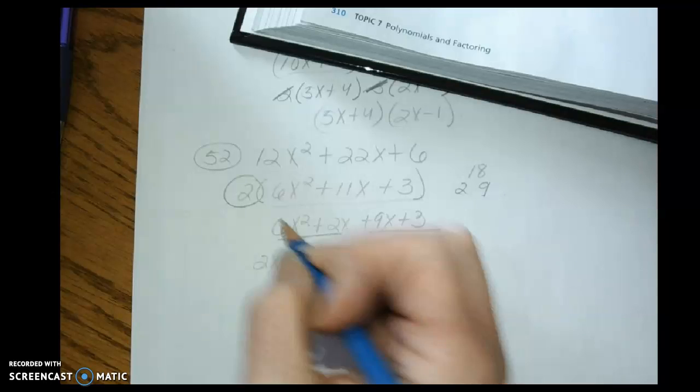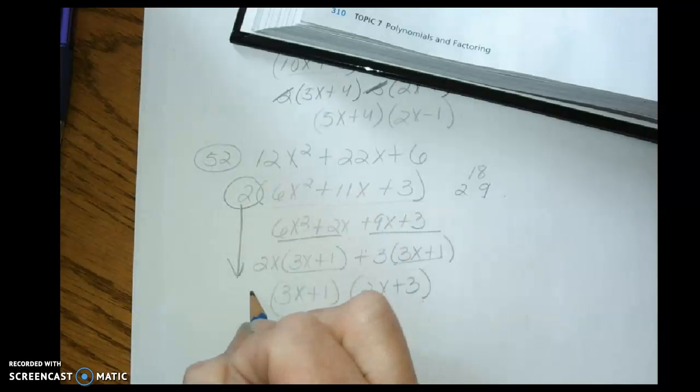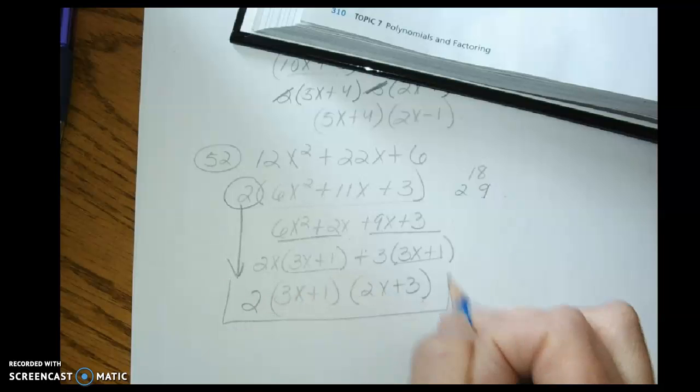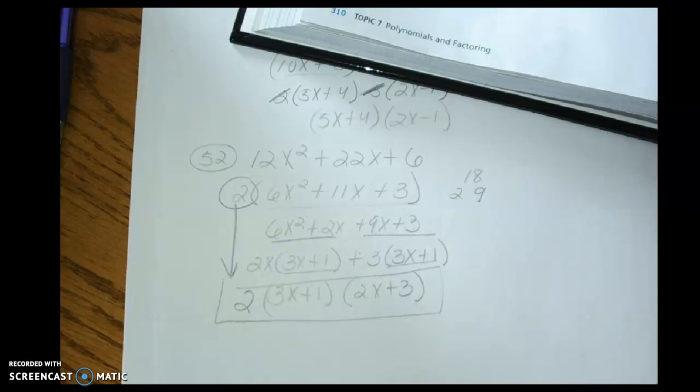And this would be my final answer, except I cannot forget that 2. So I'm going to put it there. And here's my final answer for that. 52.